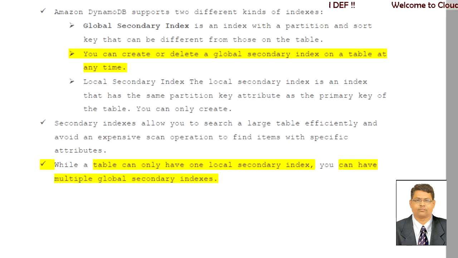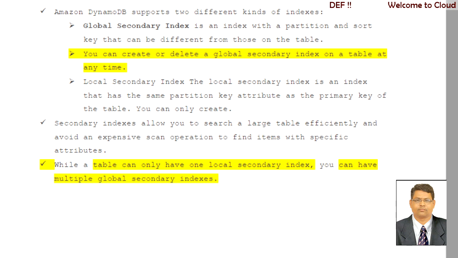Local secondary index. The local secondary index is an index that has the same partition key attribute as the primary key of the table. You can only create it when you create the table. Secondary indexes allow you to search a large table efficiently and avoid an expensive scan operation to find items with specific attributes. While a table can only have one local secondary index, you can have multiple global secondary indexes.